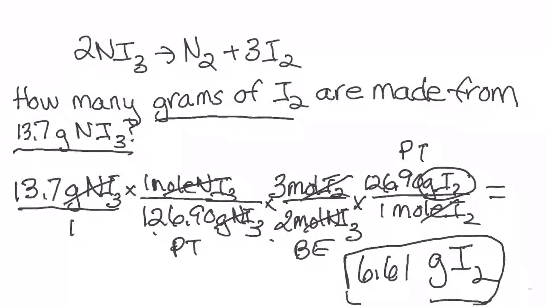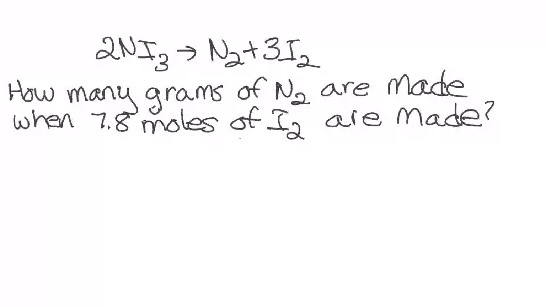So let's try one more so we get a little bit more practice. Same equation, we're just using this same explosion of nitrogen triiodide. And the question this time is how many grams of nitrogen are made when 7.8 moles of iodine are made? So they're both being made. How many grams of nitrogen do I get? So I'm going to write equals down here because I might run out of room, grams of nitrogen.